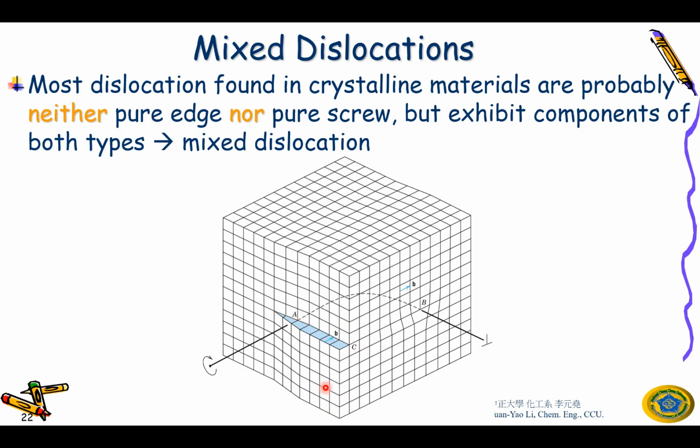As you can see, this is a screw dislocation, right? And you have an extra plane here, so this is an edge dislocation. So the screw dislocation from here then becomes an edge dislocation. This is what we call mixed dislocations.